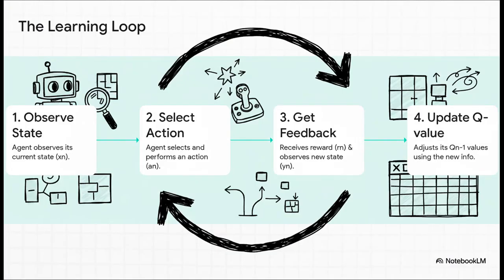The whole process follows this really simple repeating loop. First, the robot sees what state it's in. Second, it picks an action to take. Third, it actually does the action and the environment gives it a reward and shows it its new state. And fourth, and this is the magic part, it uses that experience to update its Q table.